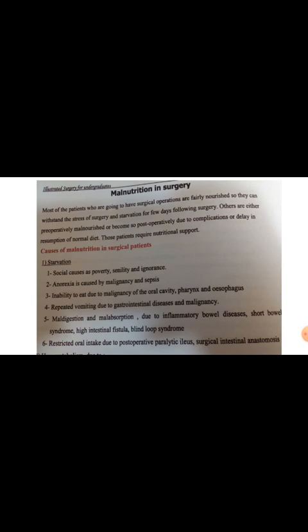What are the causes of malnutrition in surgical patients? The first cause is starvation. Starvation occurs in surgical patients, maybe due to poverty, senility, or ignorance. Anorexia is common in malignant patients, because malignancy affects the appetite of the patient. In severe sepsis, sepsis also affects the appetite of the patient and leads to anorexia.